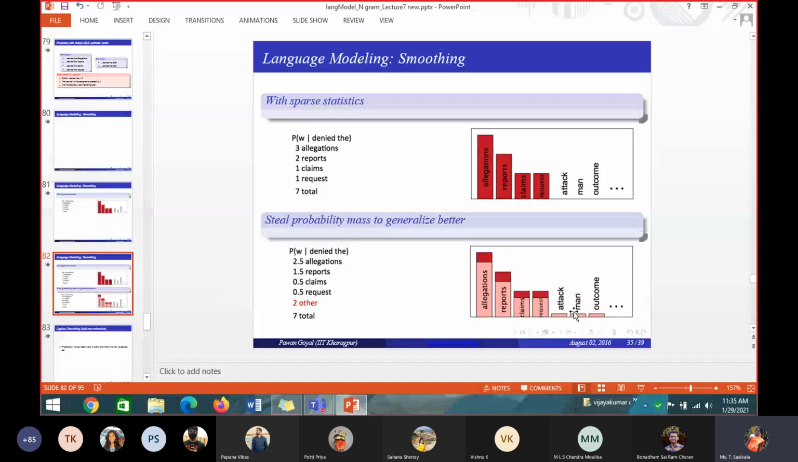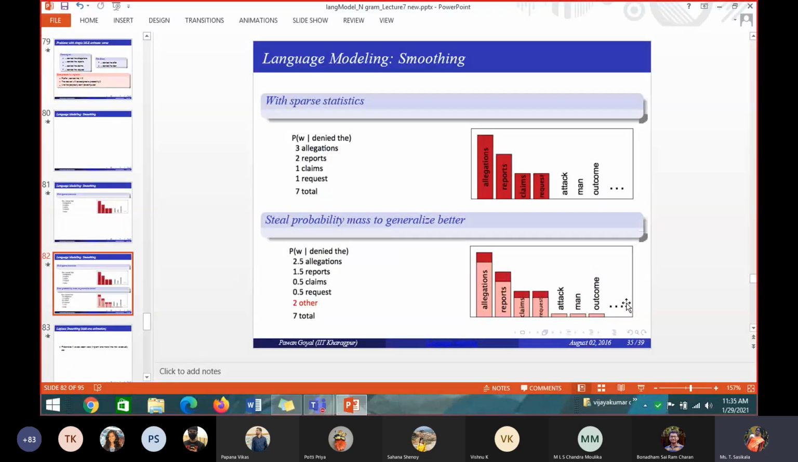How it is taken and how it is distributed, we will see in detail in the next class. This is the concept: taking some probability mass from the seen training data and giving that probability to the unseen data. How much I have to steal from the training data and how much I have to give to the unseen data, we will see properly in the next class. So this is the concept of smoothing.